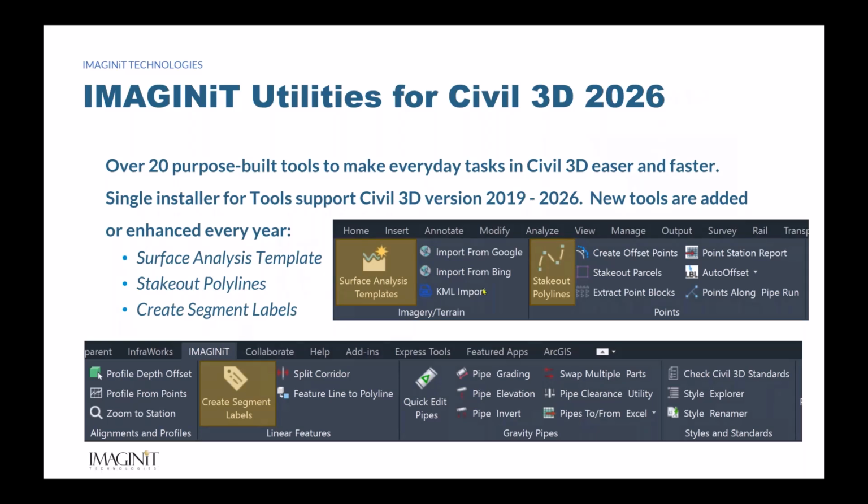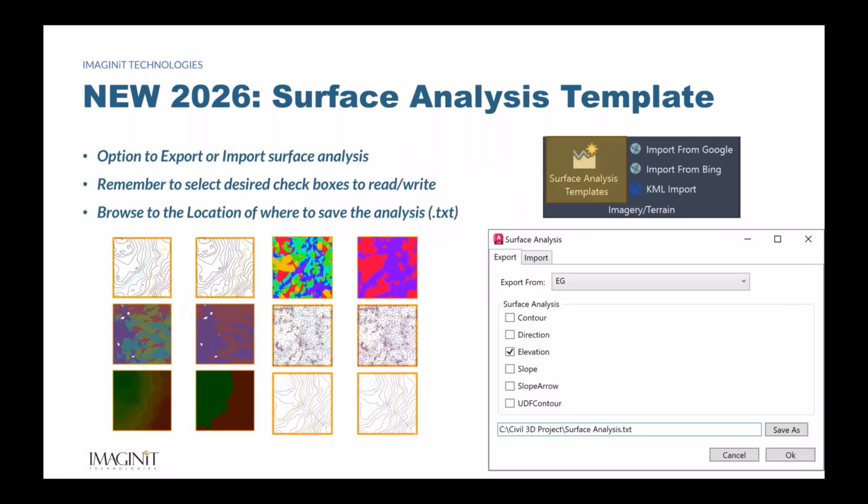So let's talk about the first part here. New to 2026 is the surface analysis template. It's going to be available from the Imagine It tab on the ribbon under the Imagery and Terrain panel. This utility allows users to duplicate surface analysis details from one surface to another.